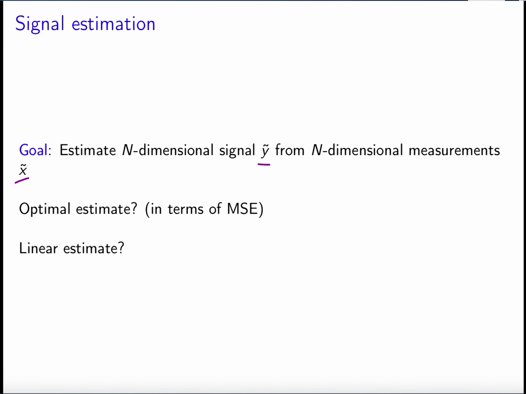The optimal estimate in terms of mean squared error, if we know the joint distribution of y and x, is just the conditional mean of y given x. We already talked about this when we introduced linear regression. The problem is that we don't know the joint distribution. We have to estimate this from data, and when n is large, when the number of features, which in this case is the dimensionality of the measurements, is large, it's usually not tractable to estimate this conditional mean. Again, as we had discussed when we were talking about linear regression. So for this reason, we're going to consider a linear estimate.